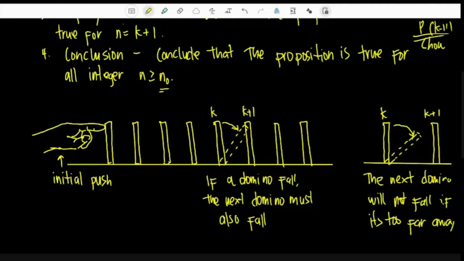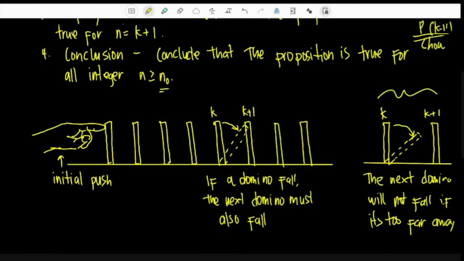Because what will happen if it doesn't happen? That means if the inductive step is not true. So if two dominoes are too far away, then in that particular situation, even if the kth domino falls, the next domino will not fall. So your series of dominoes will fail.